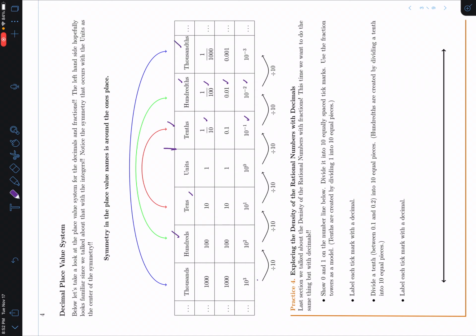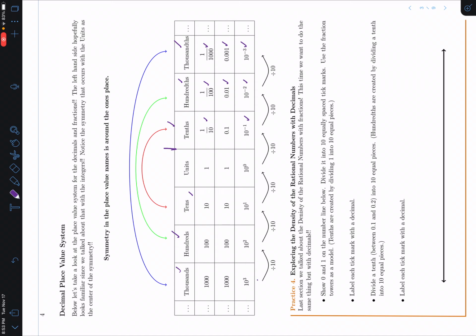And then finally our thousandths is kind of paired up with our thousands. So 1 over 1,000, 0.001, 10 to the negative 3. And then again, I wrote divisions here, but if we turn the arrows the other way, we could go from one to the other by just multiplying each spot by 10. So if I want to go from the thousands to the hundreds, then I'm basically just dividing by 10, or essentially I'm just moving the decimal point one way.